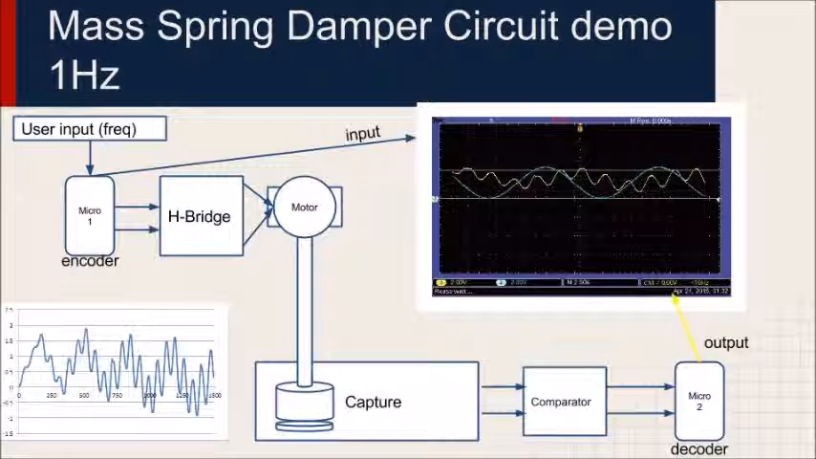The project as a whole works by taking in user input, that is a frequency, and encoding it into an H-bridge signal that can be used by the motor to spin the mass spring damper. We capture that signal with the LEDs and phototransistors. We use a comparator to set it to a square wave, and we use the decoder from a second microprocessor to move the wave up and down, giving us a frequency out.